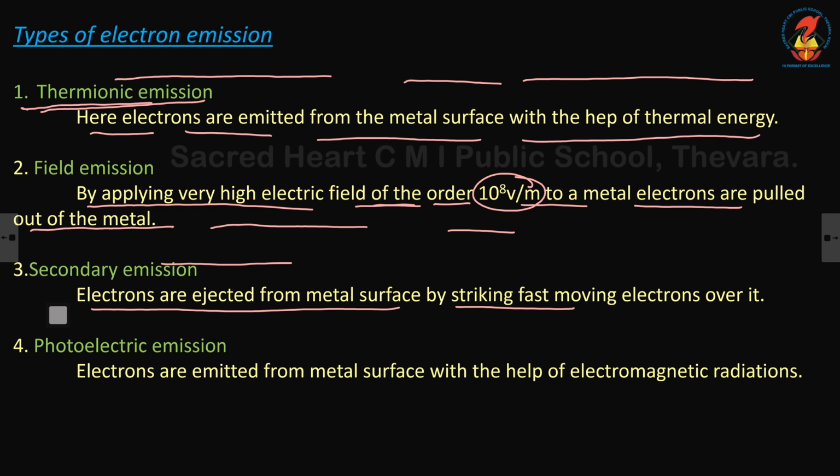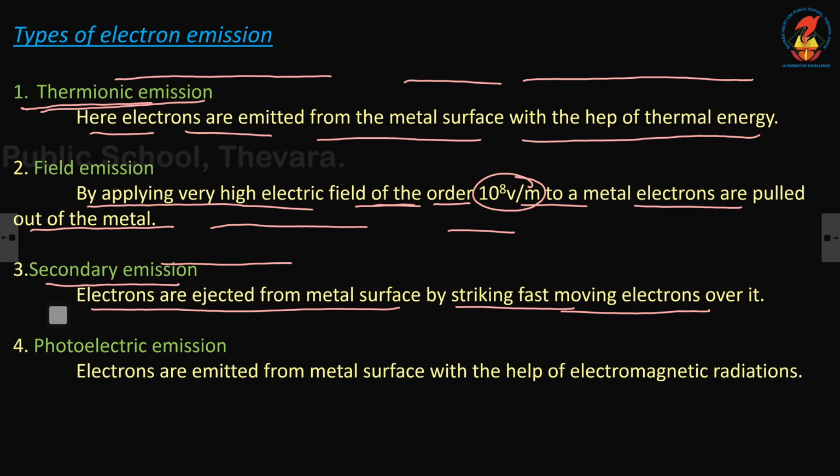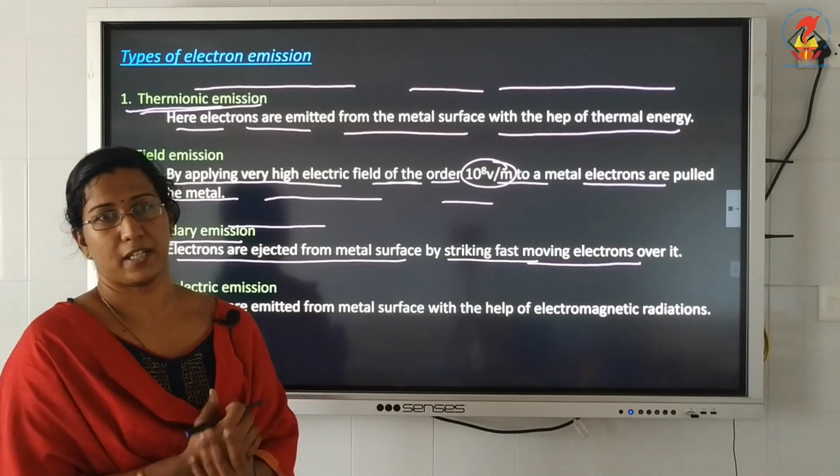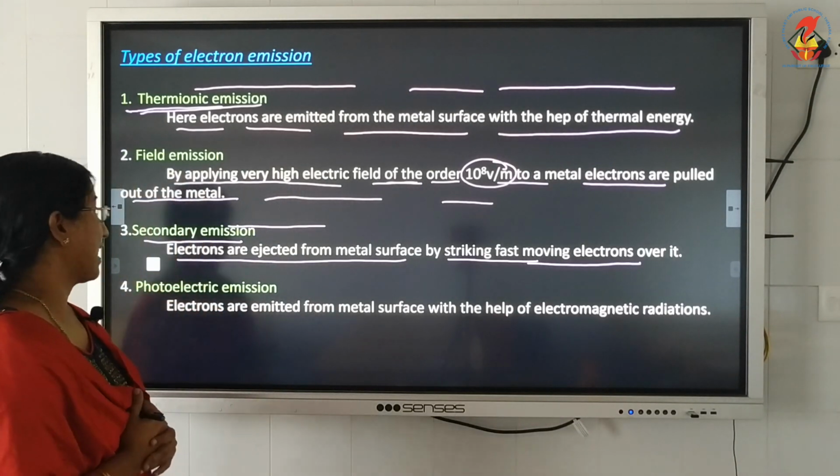And the third option is by bombarding a metal surface with a fast moving electron, and it is named secondary emission. If you are making electrons eject from the metal surface with the help of another, fast moving electron, then it is known by the name secondary emission.